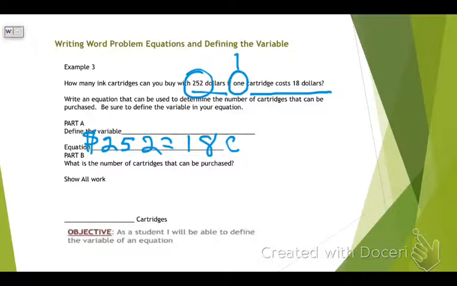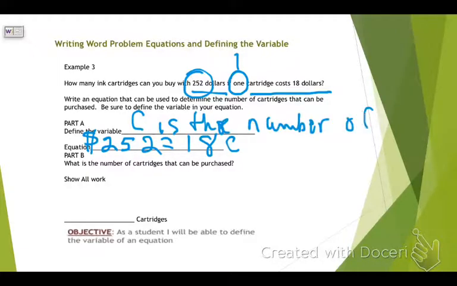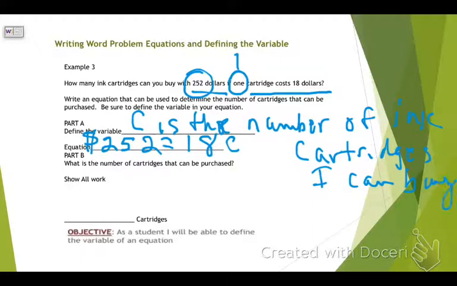And it says I want to know how many I can buy. I don't see a question up there. I guess the whole thing's a question, right? So my defining the variable would be C is the number of ink cartridges I can buy. I'm sorry about my writing. Alrighty, so here we go. What is the number of cartridges that we can purchase?